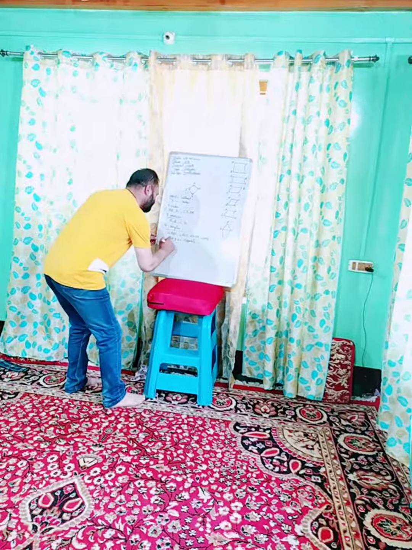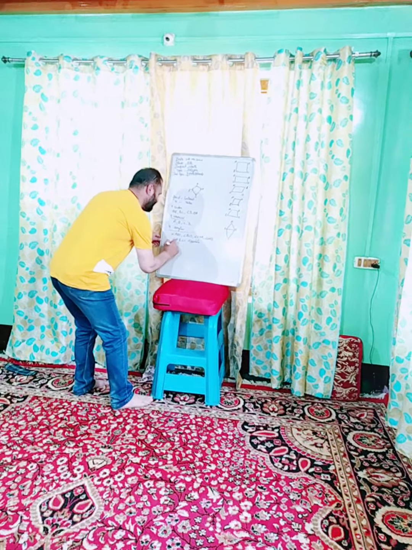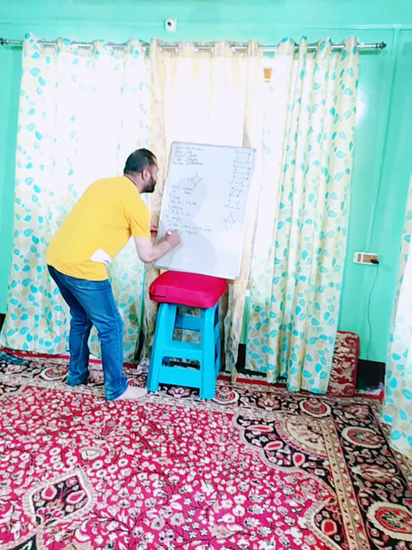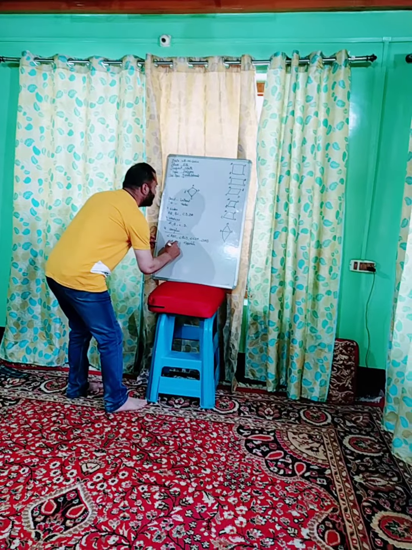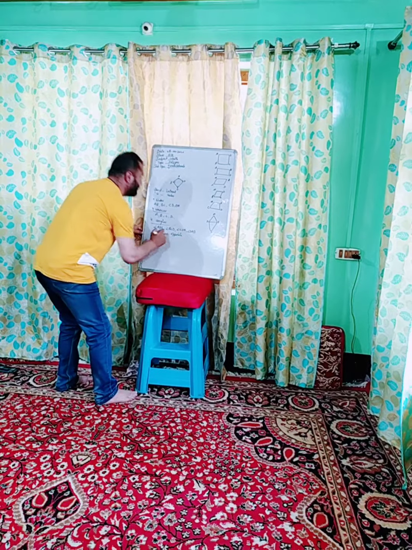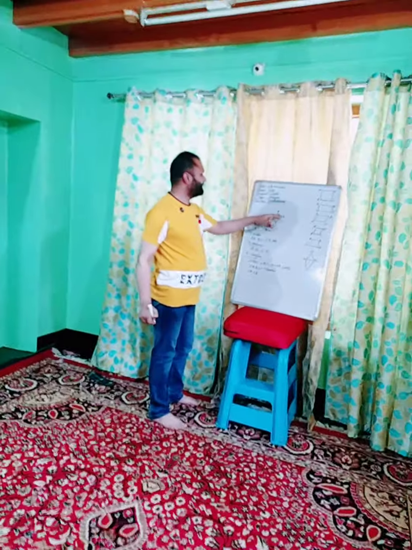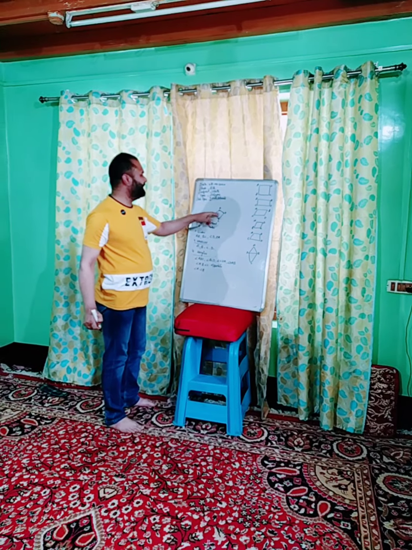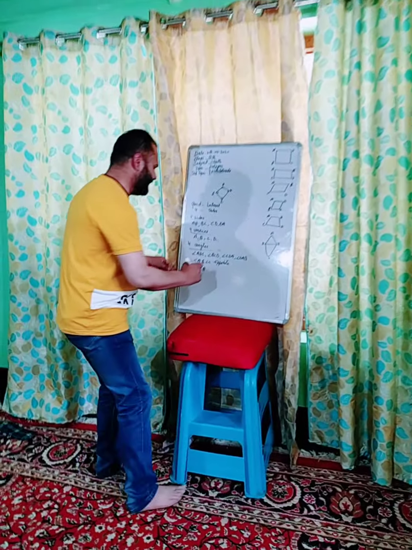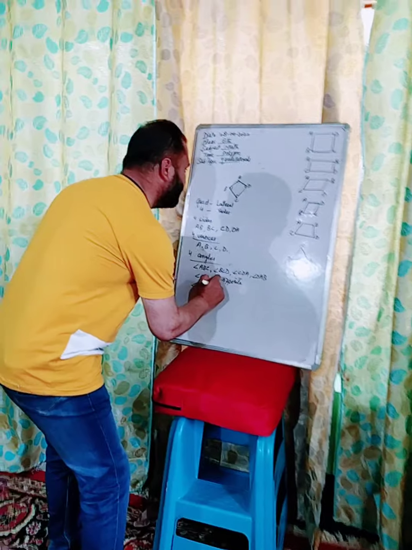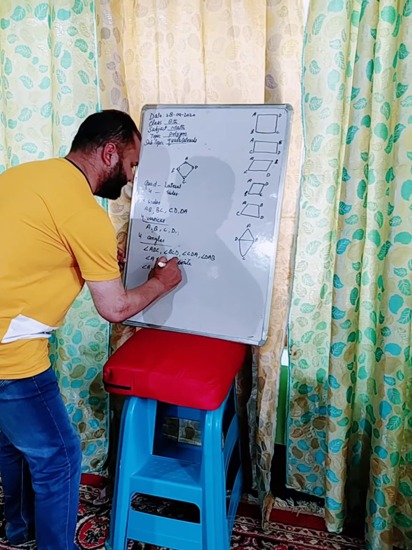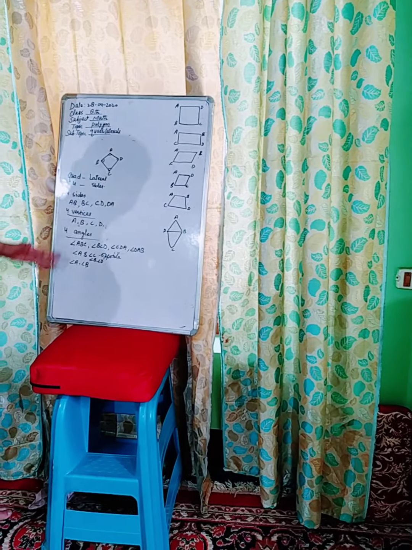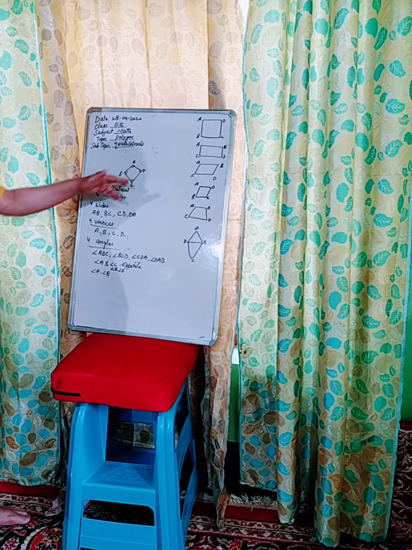Two adjacent angles, that is angle A, angle B. These two are adjacent angles. These two are adjacent angles. A and C are opposite angles. Angle B and angle D are also opposite angles. And these are adjacent angles.